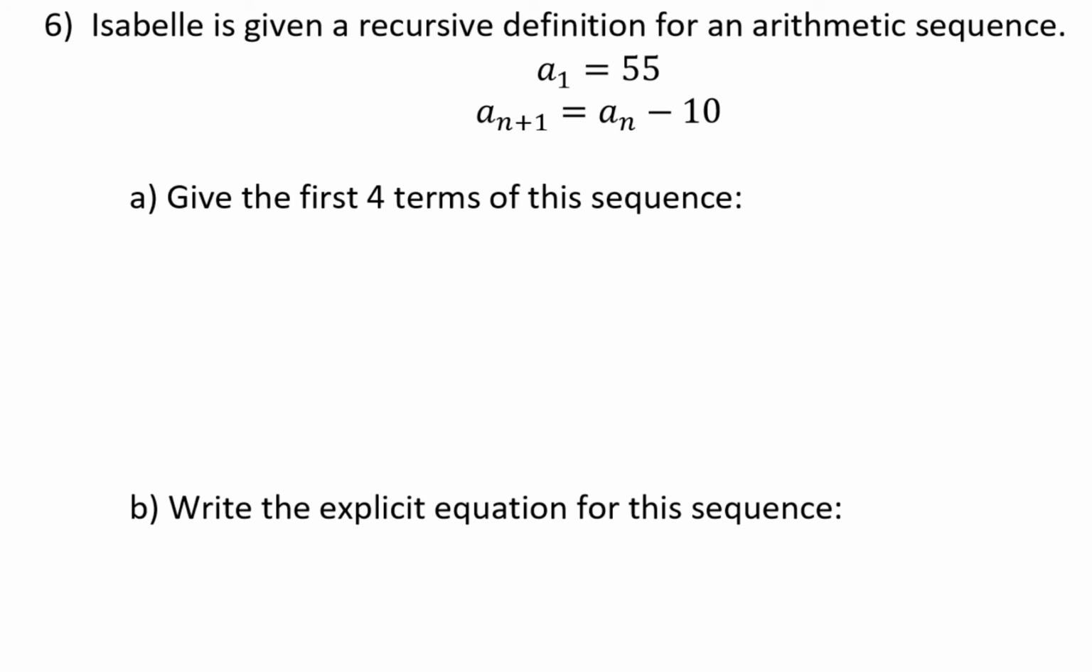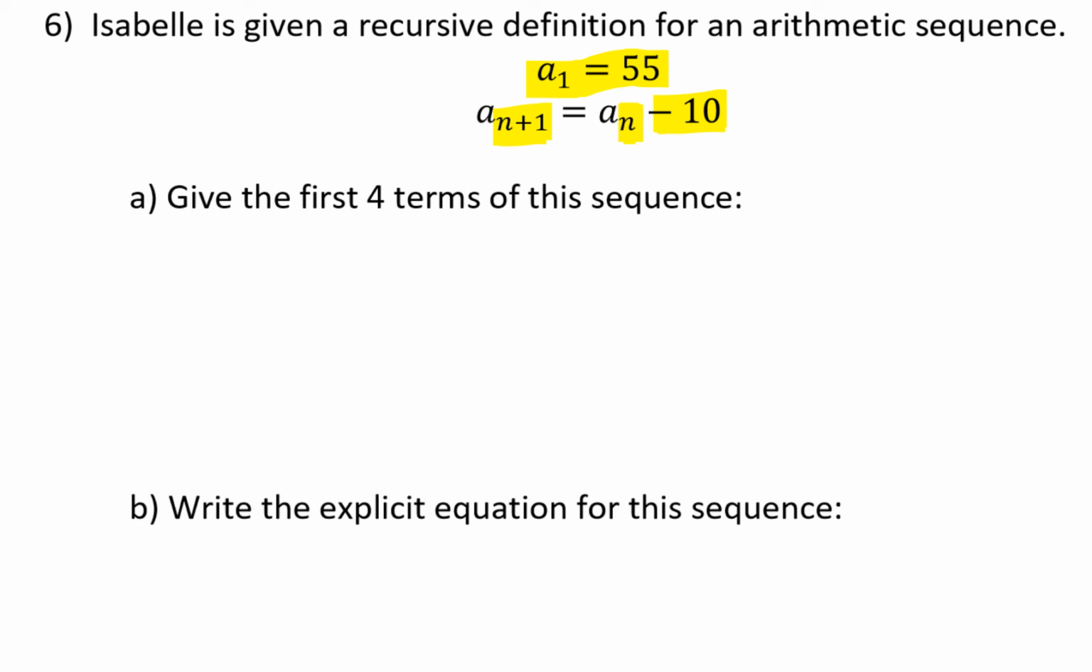Isabella is given a recursive definition for an arithmetic sequence, and the definition is that the first term is the number 55, and then it also says if you want the next term in the sequence, take the term that you're at, the nth term, and just subtract 10 from it. So clearly it's arithmetic. I'm just decreasing by 10 each time, or I'm adding negative 10.